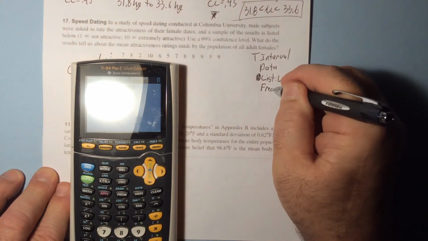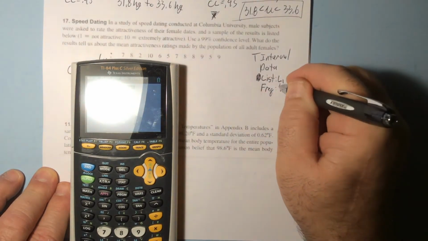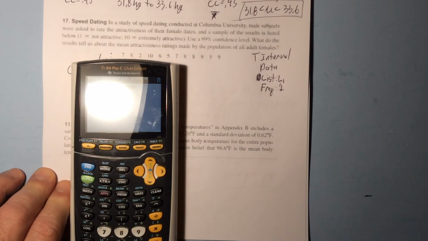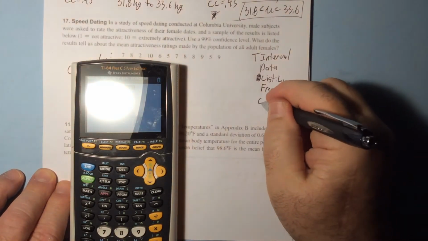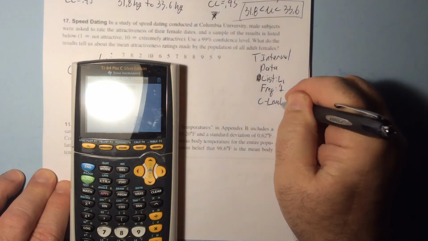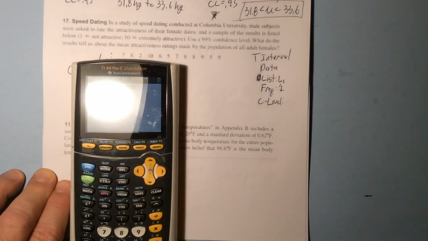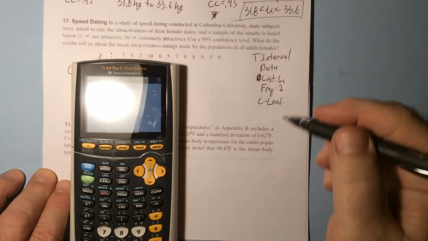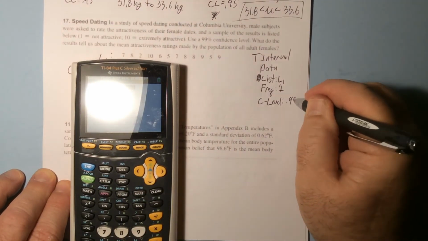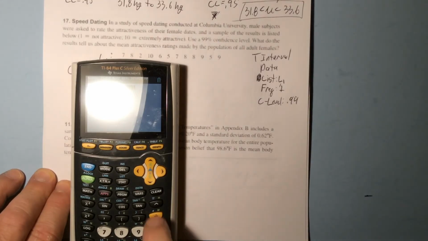Frequency: for this one, the default is 1. Leave it at 1. Don't mess with it. And then the confidence level. In this problem, it's actually going to be 0.99. Okay, so let's put 0.99 here, and we're going to calculate it.